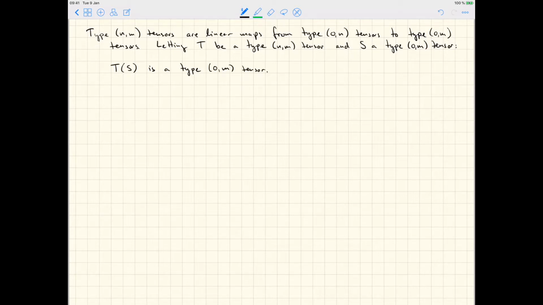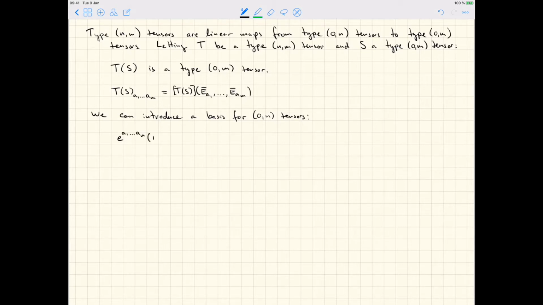Following the previous lecture, this means that we can write out the components of T of S with subindices a1 through am, and that these were defined as T of S acting on the basis vectors e_a1 through e_am. We can introduce a basis for (0,n) tensors in the following way. We define a set of tensors E^a1 through E^an with the indices upstairs through their action on a set of basis vectors e_b1 through e_bn. And this is defined to be the product of a series of deltas, delta^a1_b1 through delta^an_bn.